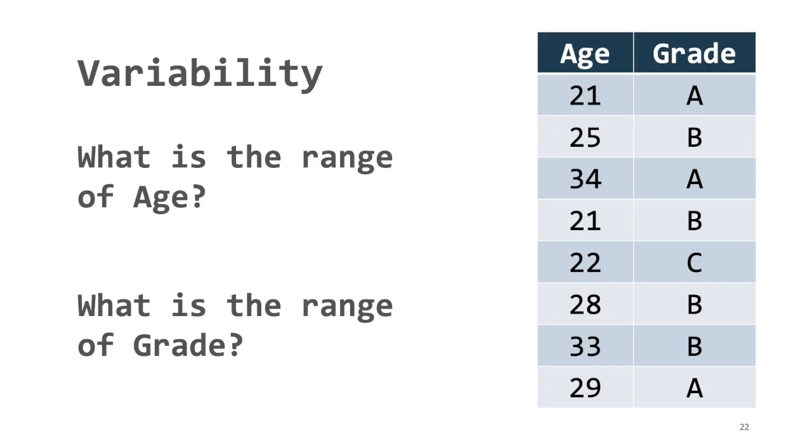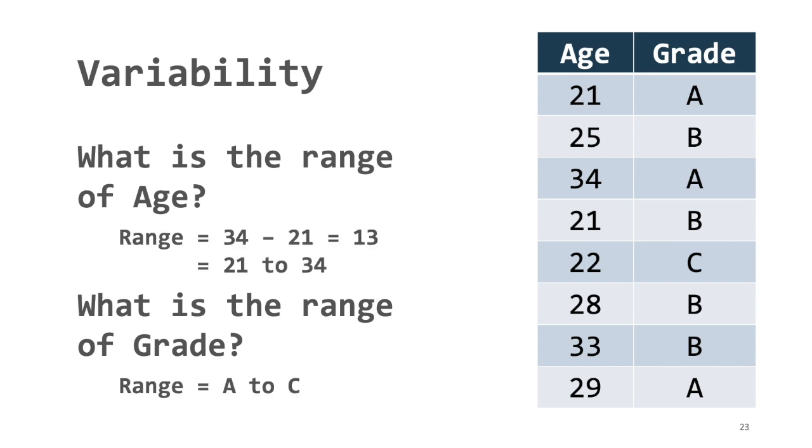All right, so I told you we're not going to calculate any standard deviations by hand. So we're just going to look at the range of age and grade. And do this really quick. The range we talked about, 34 minus 21 is 13. The other way of saying it is 21 to 34. And then I could ask, what is the range of grade? So A, B, and C. So we would say the range is from A to C. We could also say from C to A, either way.